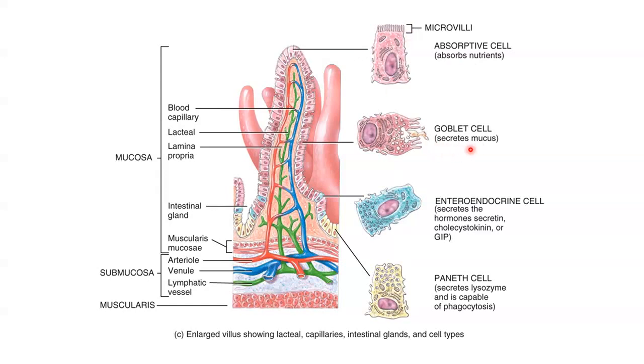We have goblet cells, which secrete mucus. This helps protect the lining of the small intestine because the chyme can often be quite acidic, particularly coming from the stomach where there's lots of hydrochloric acid. We have a number of enteroendocrine cells, which remember are our hormone-secreting cells within the gut. These secrete hormones including secretin and CCK, which we'll talk about in the next learning objective. And then we also have Paneth cells, which secrete lysozyme, and we believe these play a role in immunity.